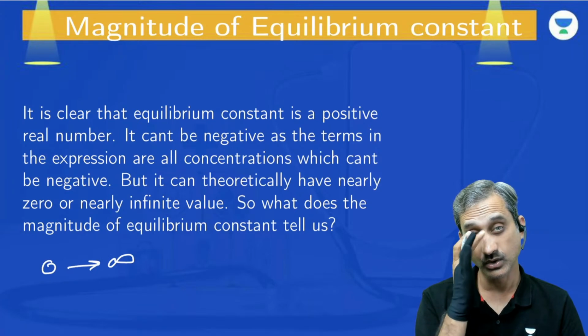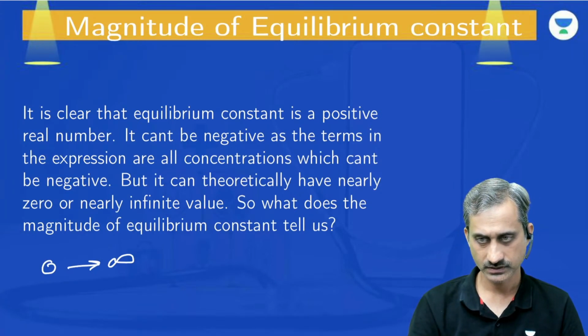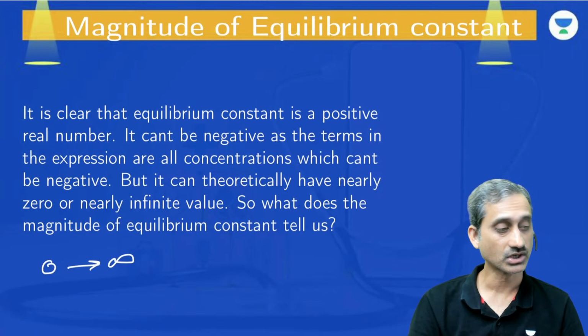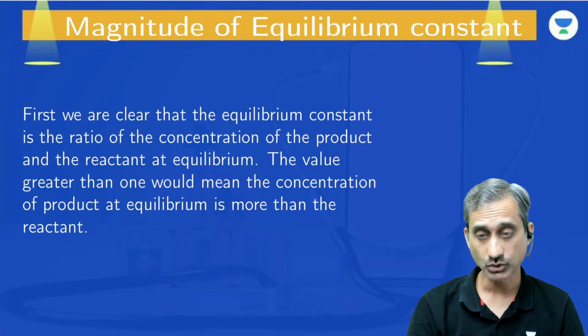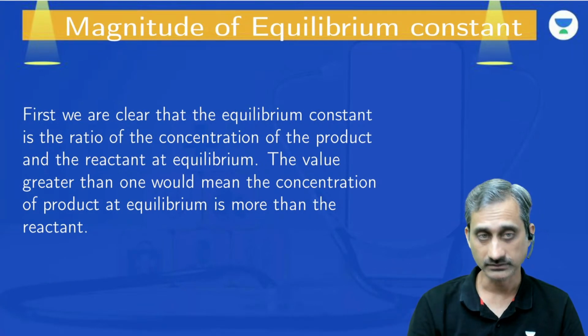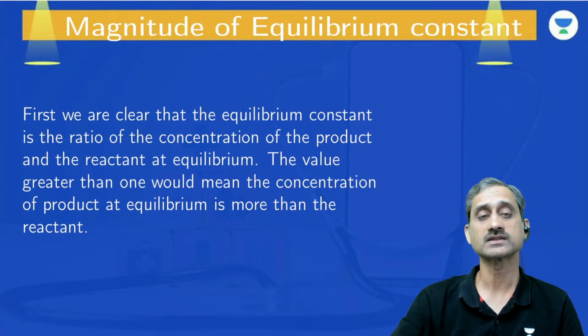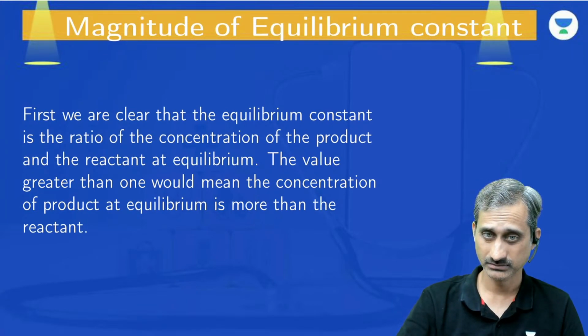Okay. Now, what does the magnitude of equilibrium constant tell us? If we have a very small equilibrium constant or a very large equilibrium constant, what exactly does it tell us? These are the questions which have been asked: what does the magnitude of the equilibrium constant mean? Now we need to be clear that the equilibrium constant is the ratio of the concentration of the product and the reactant at equilibrium.